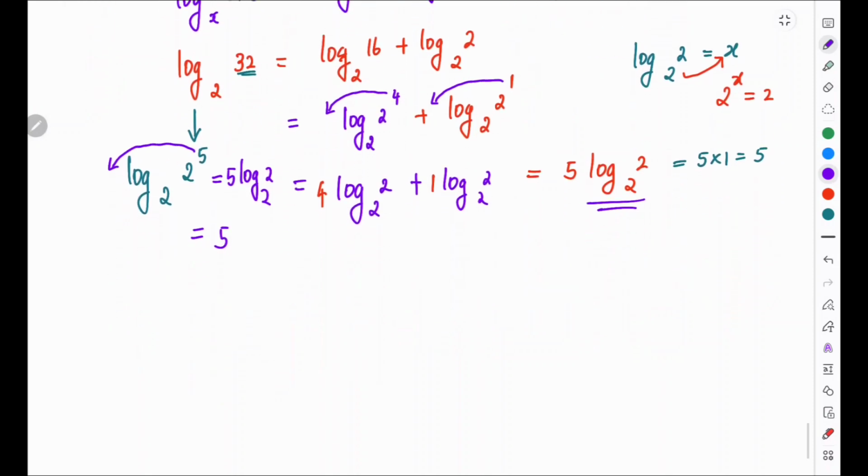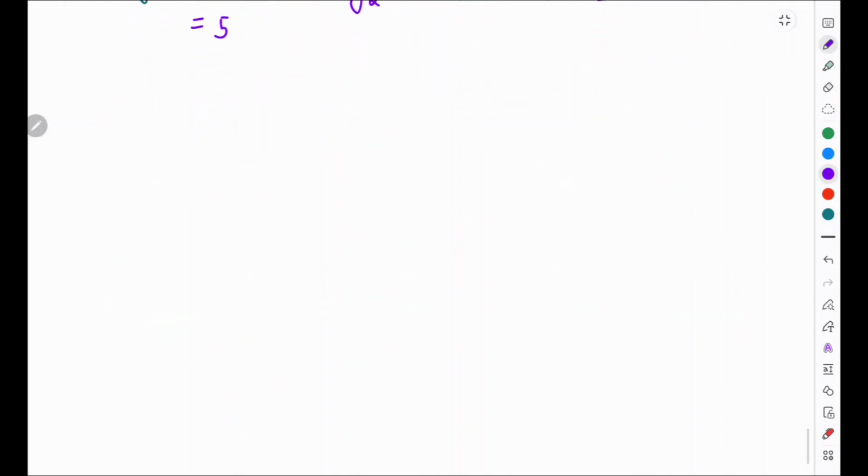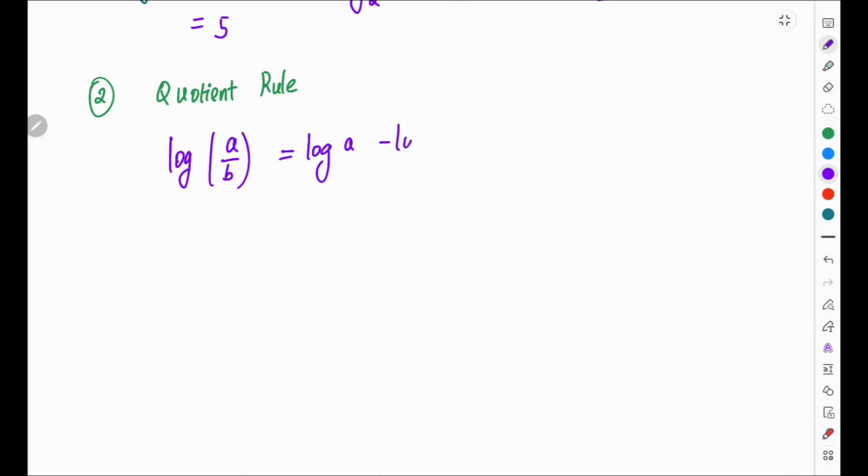To the next property, we have the quotient rule. We have something called the second property, the quotient rule. So what is the quotient rule? You have log a by b, that's nothing but log a minus log b. So how do you relate to your basics? a power m divided by a power n is equal to a power m minus n. So the same concept here.